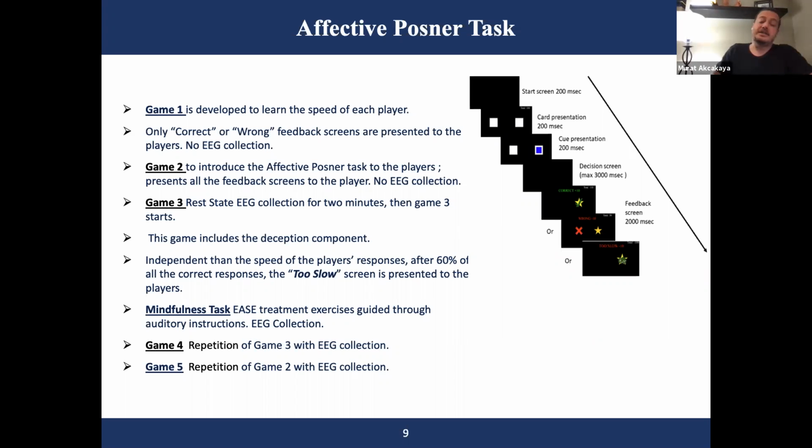So this entire experimental paradigm is designed to increase the distress level. And what we are going to be looking at today is the win and the lose conditions, and how the EEG can separate those 2 conditions and how they actually compare to the rest state. By lose condition, we basically consider both the too slow and wrong responses.